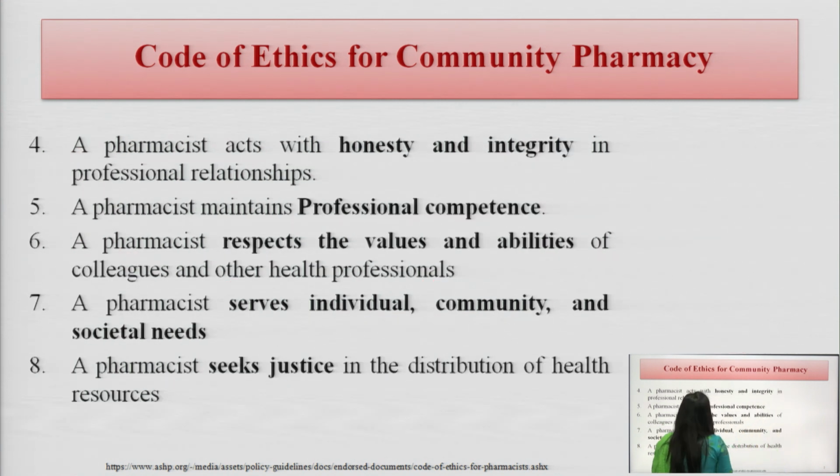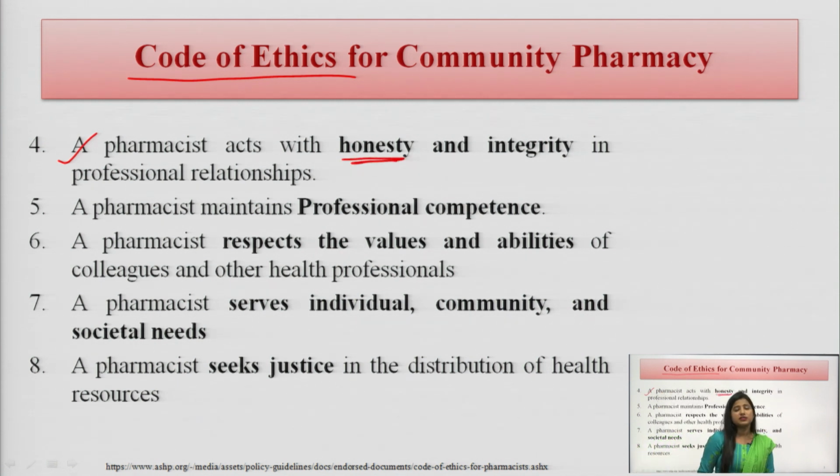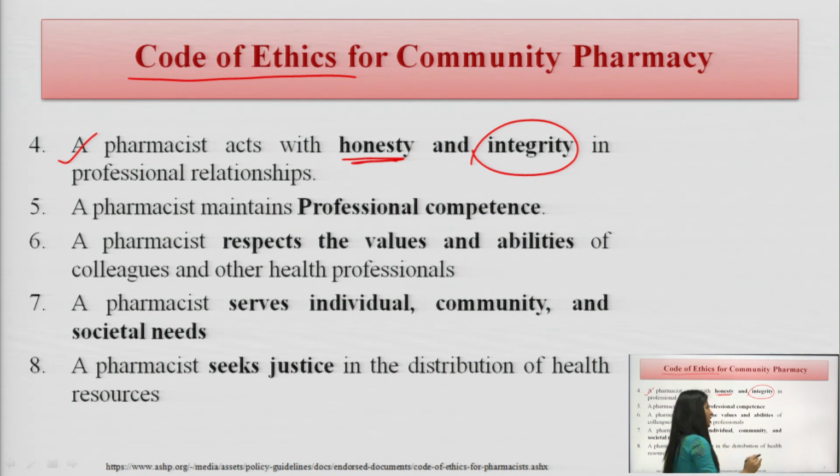What other things should a pharmacist have? Code of ethics means the morals a pharmacist should have. So point number four, a pharmacist should also act with honesty. Whatever information a pharmacist gives to the patient should be honest and integrated. There should not be any bias in the information, not for the sake of any company, not for the sake of any hospital.